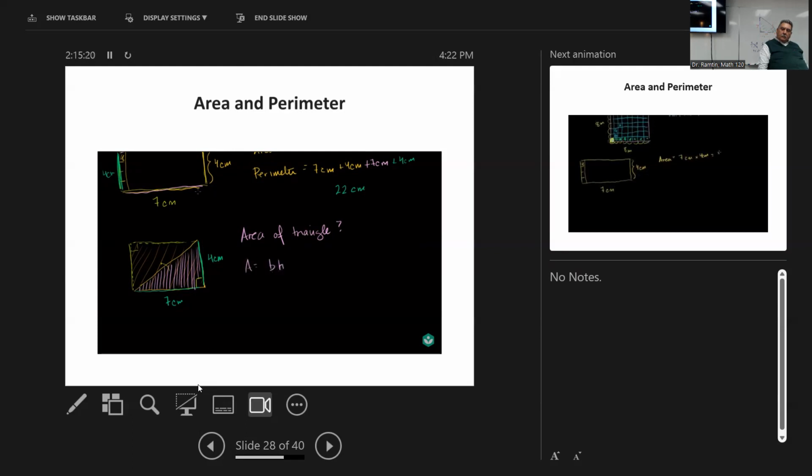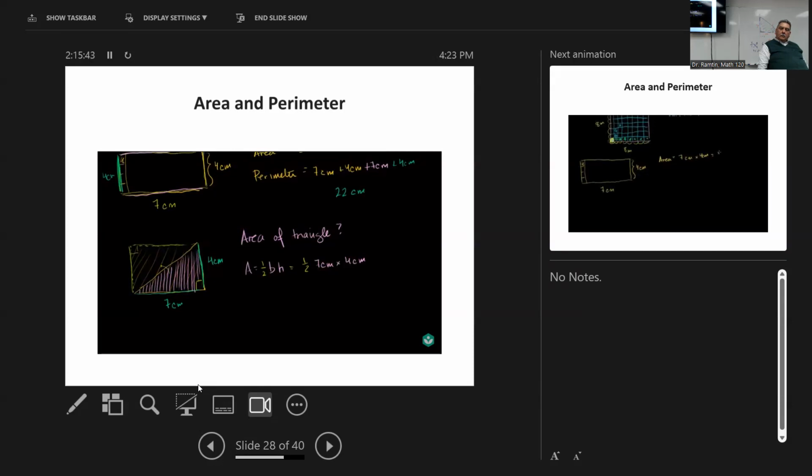Now this so far, base times height, is the area of a rectangle. So in order to get the area of the triangle, you're going to multiply that times 1/2. So 1/2 base times height. So in our example, it's going to be 1/2 times 7 centimeters times 4 centimeters. We already know 7 times 4 is 28 centimeters. We did that up there. And then we want to multiply that by 1/2. So it's going to be 14 centimeters, just like that. So the area of this triangle is exactly half of the area of that rectangle.